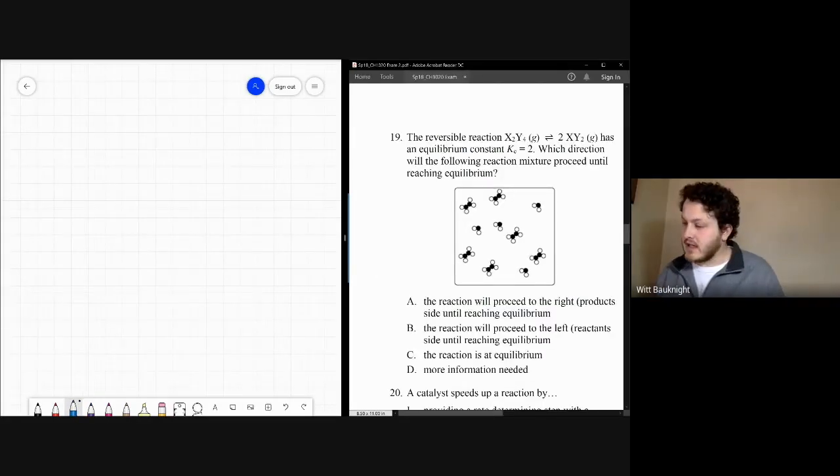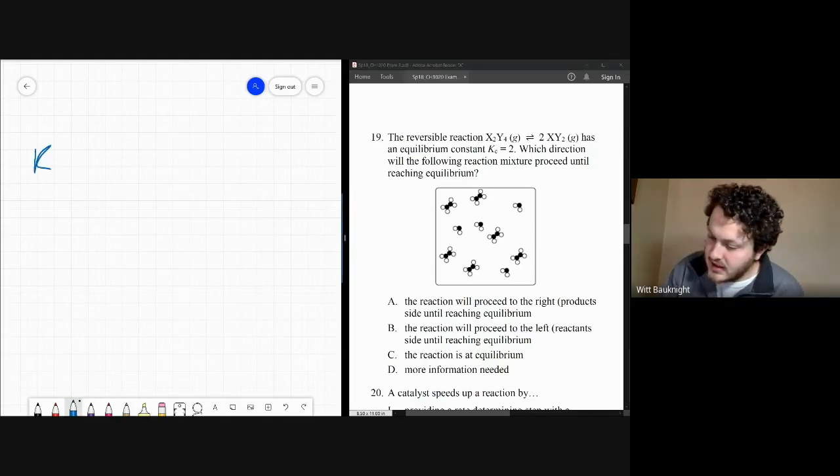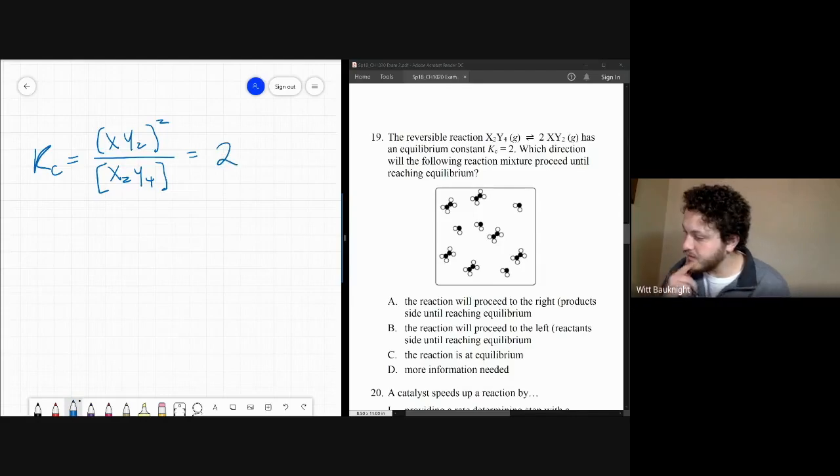For problem number 19, we have a reversible reaction of X2Y4, that's in the gas phase, in equilibrium with two XY2s. And this has an equilibrium constant of 2. Which means that Kc is equal to XY2 squared over X2Y4. And that's equal to 2. So which direction will the following reaction mixture proceed when reaching equilibrium?